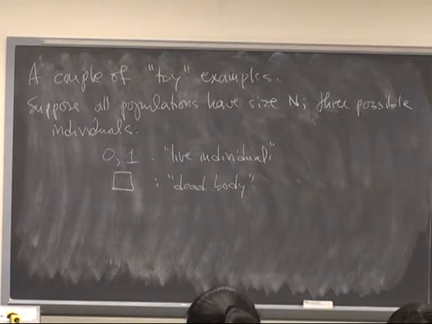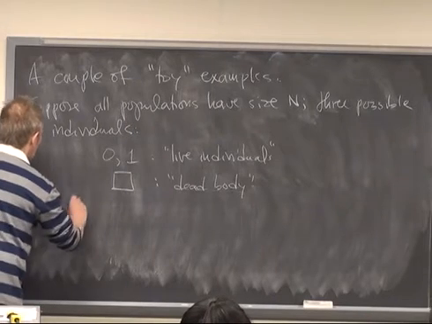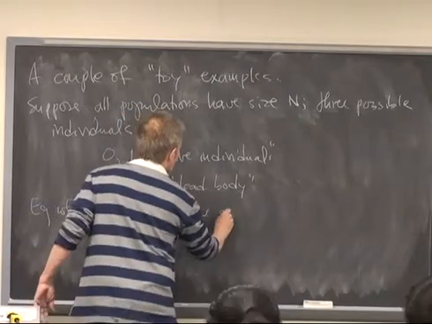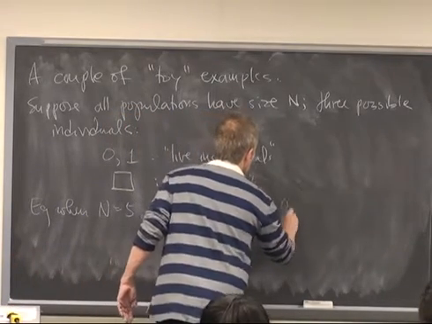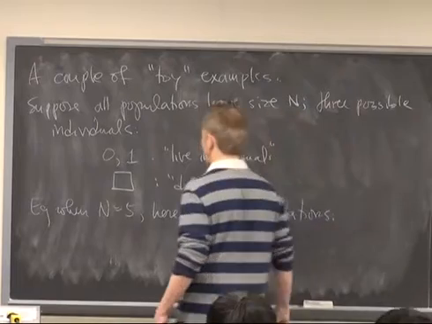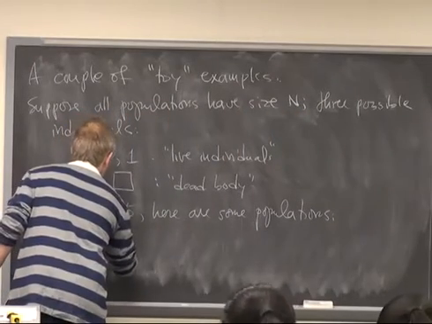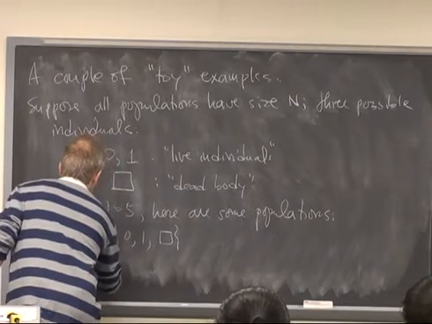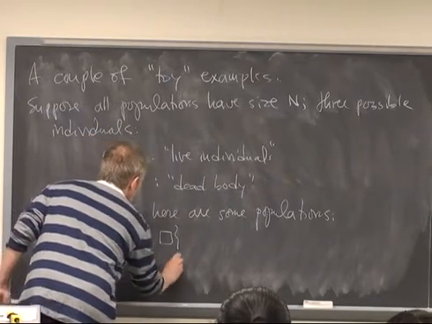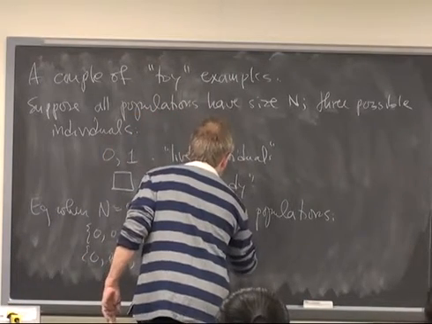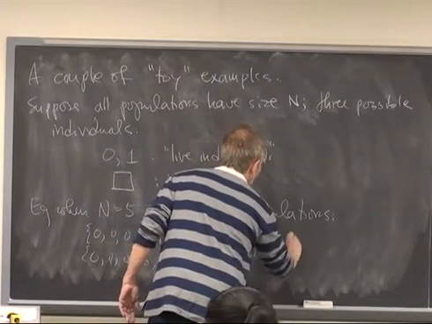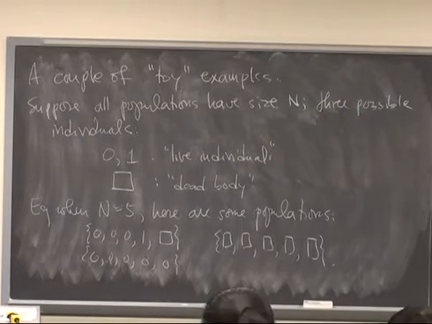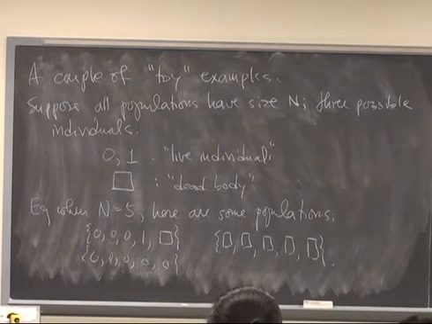So here's some example populations. Say when n equals 5, here are some populations. Okay. 0, 0, 0, 1, box. Or 0, 0, 0, 0, 0. That's a possible population. Or all boxes. Those are all possible populations. All right, so how do these populations evolve over time?